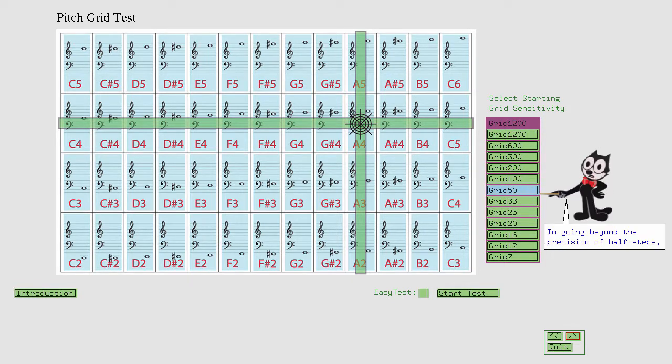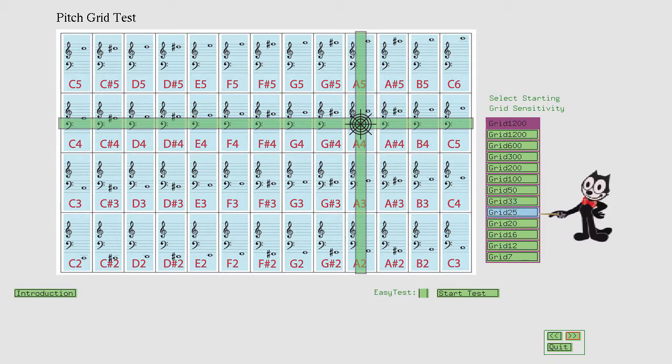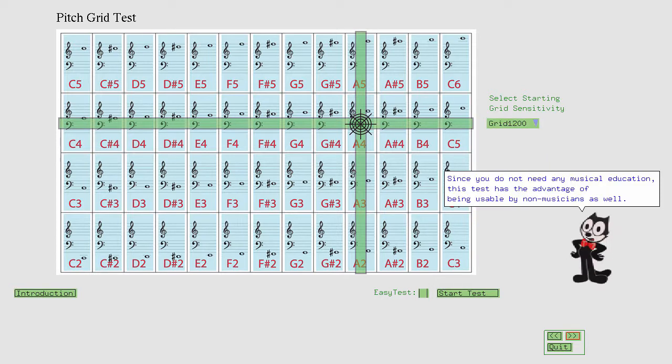In going beyond the precision of half steps, the pitch grid test is a listening test that quantifies your distance hearing ability beyond the usual relative interval hearing accuracy. Since you do not need any musical education, this test has the advantage of being usable by non-musicians as well. Of course, if you are not used to listening for pitch, you will probably reach a pitch grid sensitivity of only one octave. To make progress, you need appropriate feedback and training.